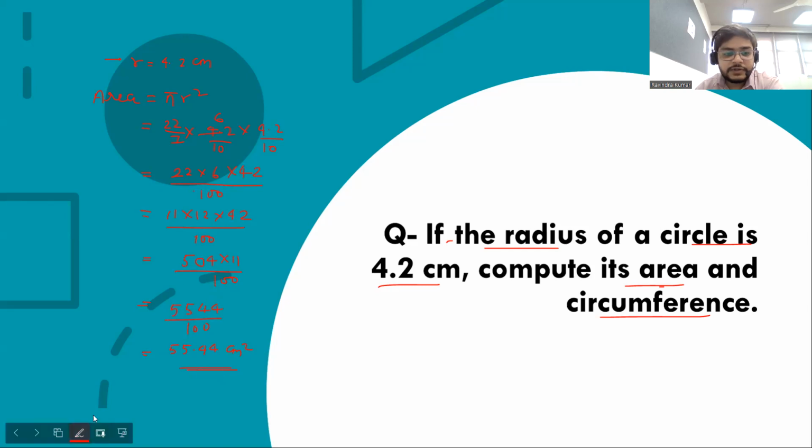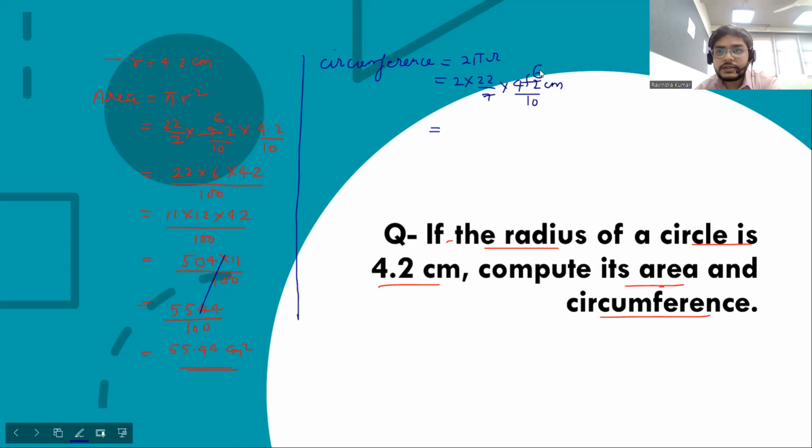Apart from area, we also need to calculate the circumference of this circle. You know that the formula for circumference of circle is 2 pi r. So 2, the value of pi is 22 divided by 7, and the value of r here is 4.2 centimeter. Remove the decimal, so it will be 10 here. Cancel out: 6 times 7 is 42, and now 6 2s are 12 into 22 divided by 10. Now multiply by 12: 12 2s are 24, and 12 times 2 is 24, so 264 divided by 10. It will be nothing but 26.4 centimeter. It is the circumference. So we got both the answers. The area of this circle is 55.44 and the circumference is 26.4 centimeter.